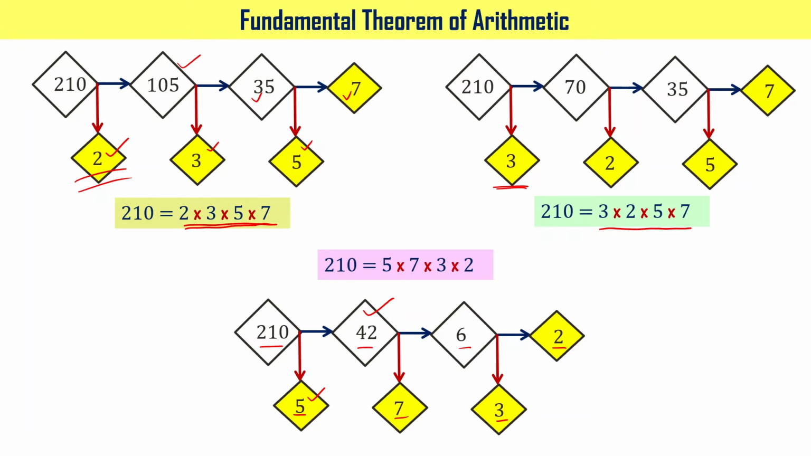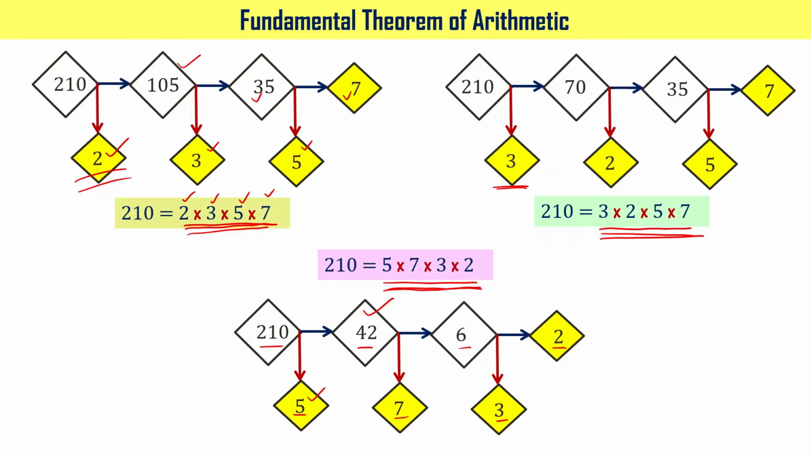In all these cases, if you observe, 210 can be written as a product of prime factors. That is one point we have to note. The second thing is the prime factors are 2, 3, 5 and 7 only. In all these cases, you are getting the prime factors 2, 3, 5 and 7 only, but the order is different. In the first case, it is 2, 3, 5, 7. In the second case, it is 3, 2, 5, 7. In the other case, it is 5, 7, 3, 2, right?